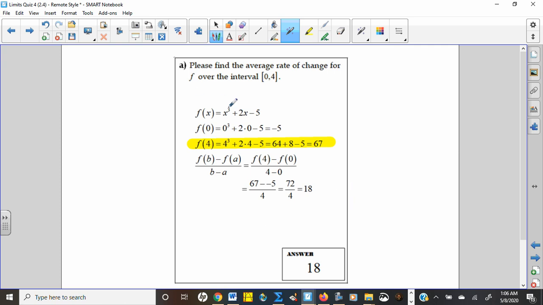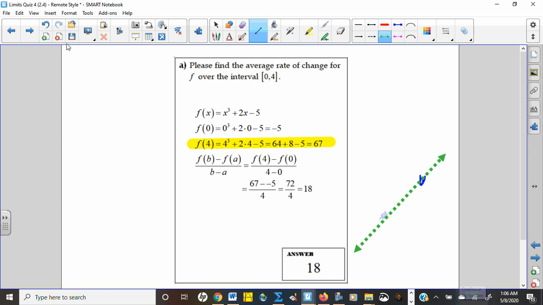We know that cubic functions are either going to look like this or like this. I mean, it's a positive cubic, so it'll be one of those. If 0 was here and 4 was here, then our average rate of change is really just the slope of the line connecting those 2 points. And that's really all there was to it.